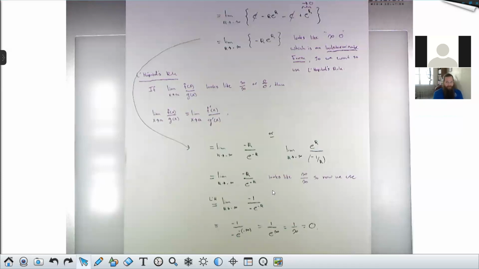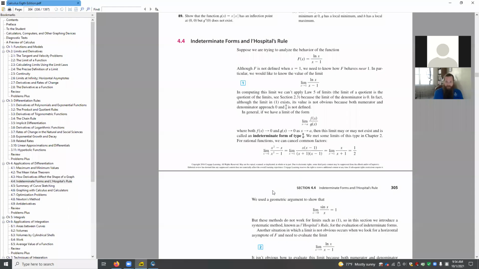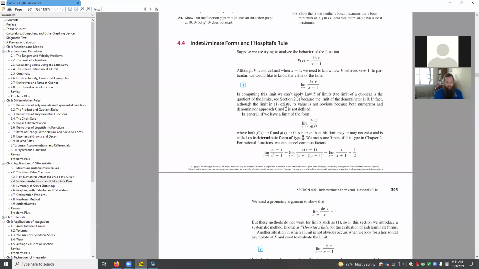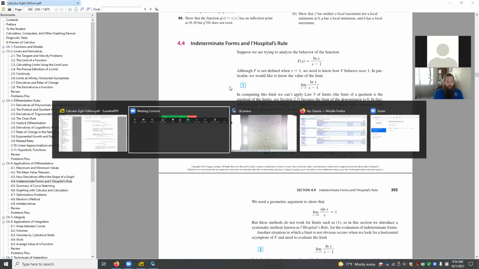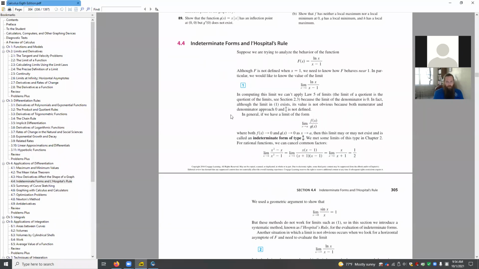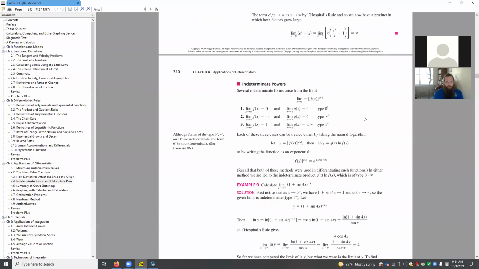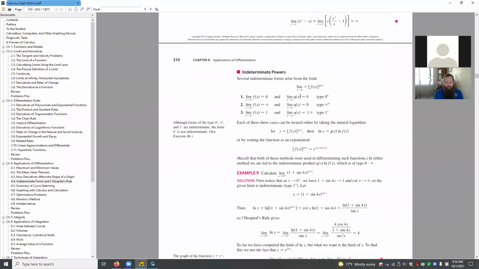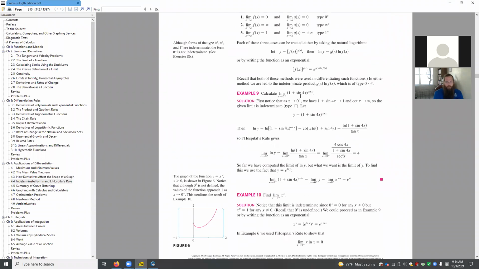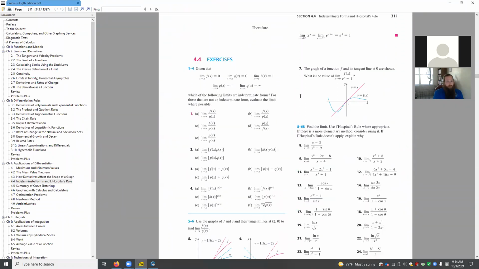I want to say again, this is a Calc 2 class. It's not a Calc 1 class, so I'm not going to assign you a homework from section 4.4. But if you go into the textbook, you can work as many problems as you want here. The answers to the odd number problems are in the book, a full discussion of indeterminate forms, all the different types of them, how to handle them. It's all right here, guys.